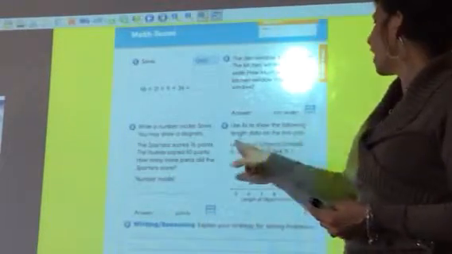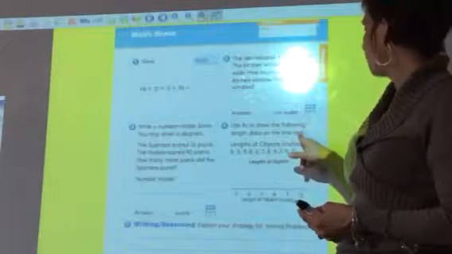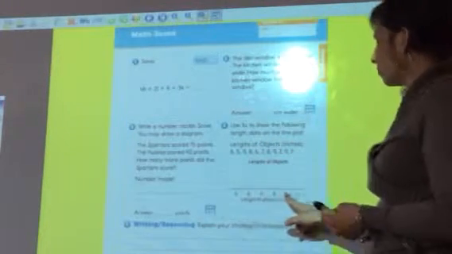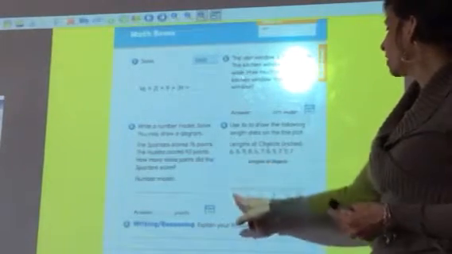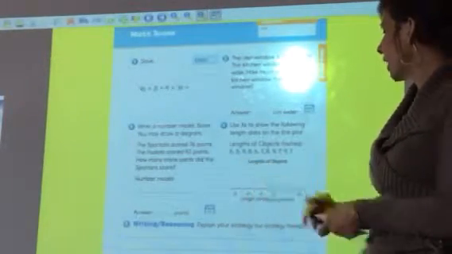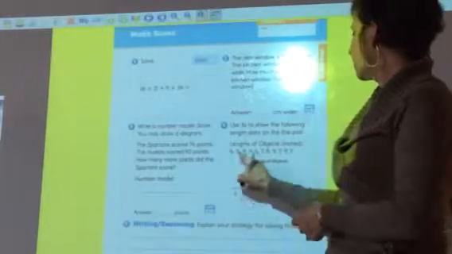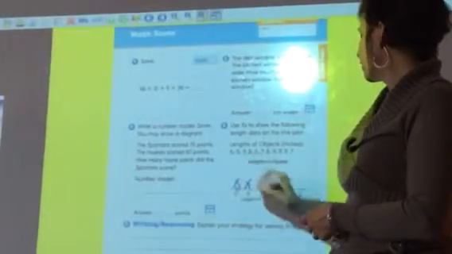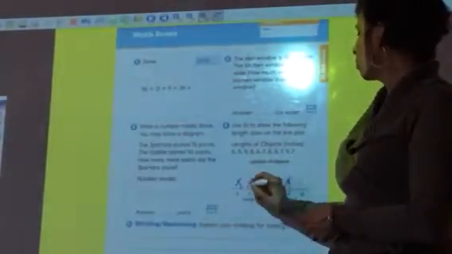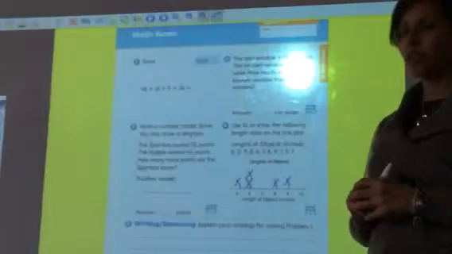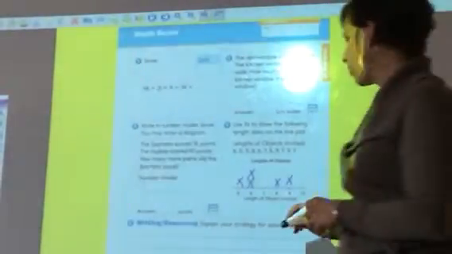Use X's to show the following length data on the line plot. This is a line plot, right? We've seen these before on our web testing. So now you're going to put these, there's a 6, so you're going to put an X here. There's a 5, so you're going to put an X here. There's a 9, so you're going to put an X here. Here's an 8, put an X here. A 6, oh, it goes right above the other 6. Okay? Do you understand? Yep.